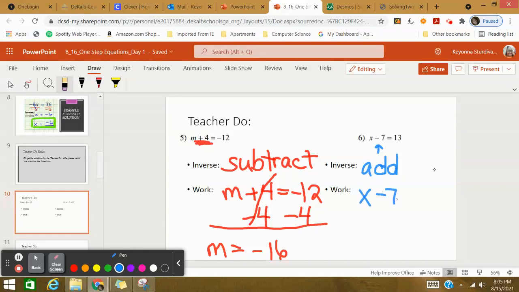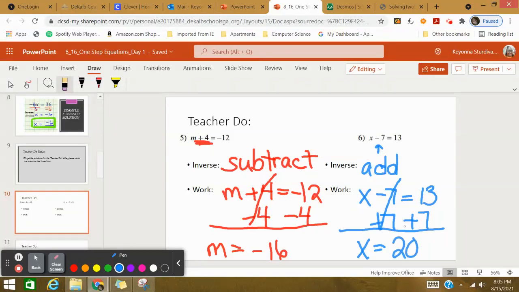So I got x minus 7 is equal to 13. So again, I want to get x by itself. My inverse is to add 7 on both sides. -7 plus 7 cancel out. And so I got 13 plus 7. So I'm just combining like terms, or combining my constants. And so my answer in this case is going to give me 20.